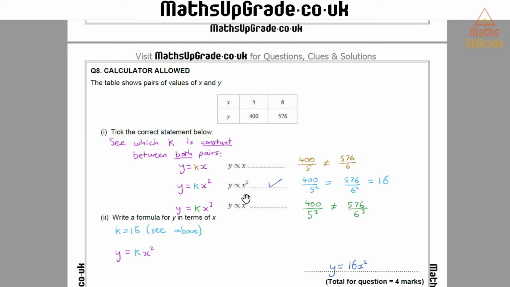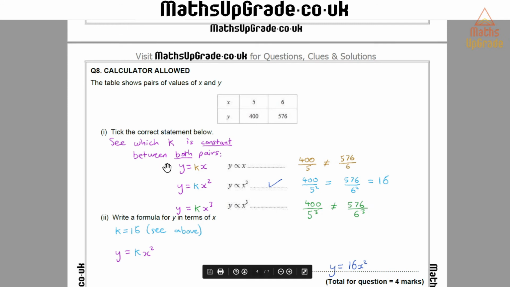The second one I'm going to do is this one here. So I'm going to check, is y divided by x squared the same for both columns? So if I do 400 divided by 5 squared, is that the same as 576 divided by 6 squared? And it is, since I get an answer of 16 for both of these. So it's that middle one there. I can do a final check of this last one just to confirm if I have time in the exam, and it is a good idea to do that.